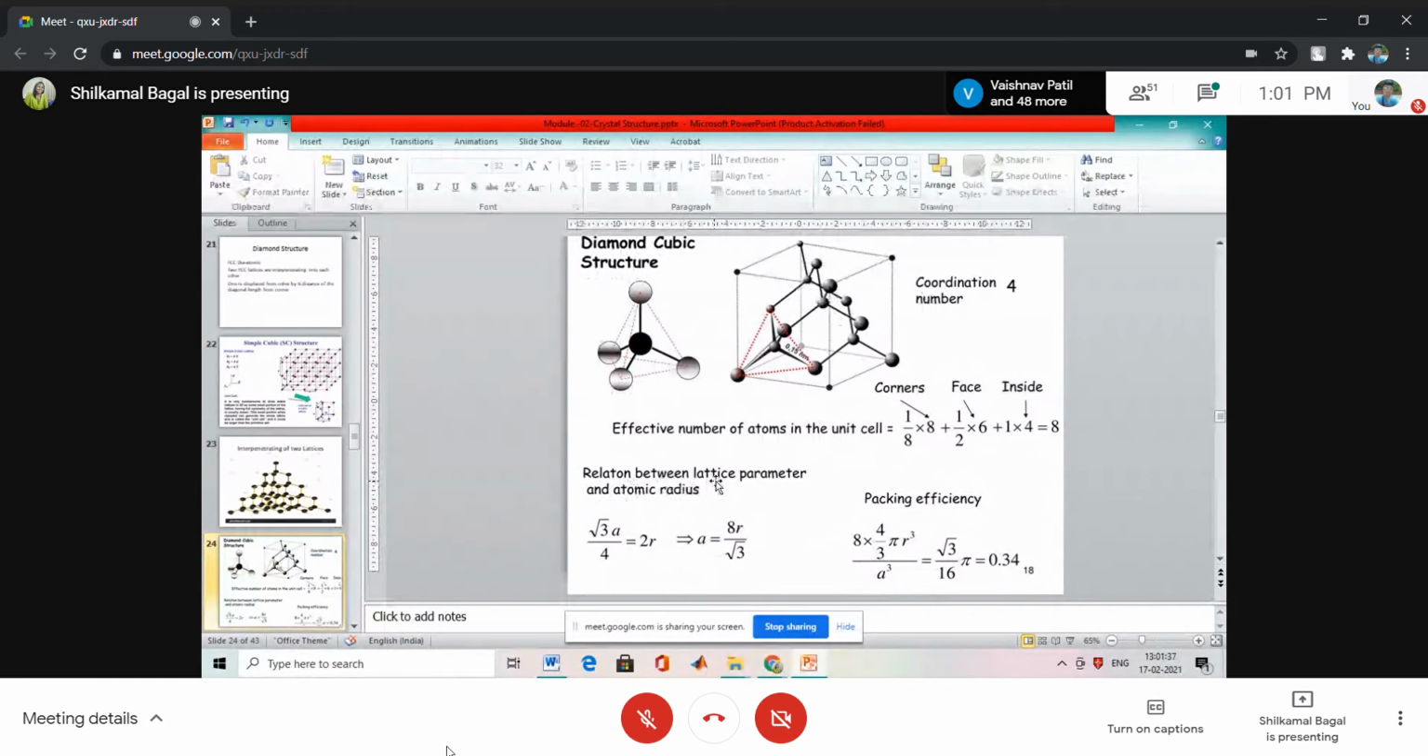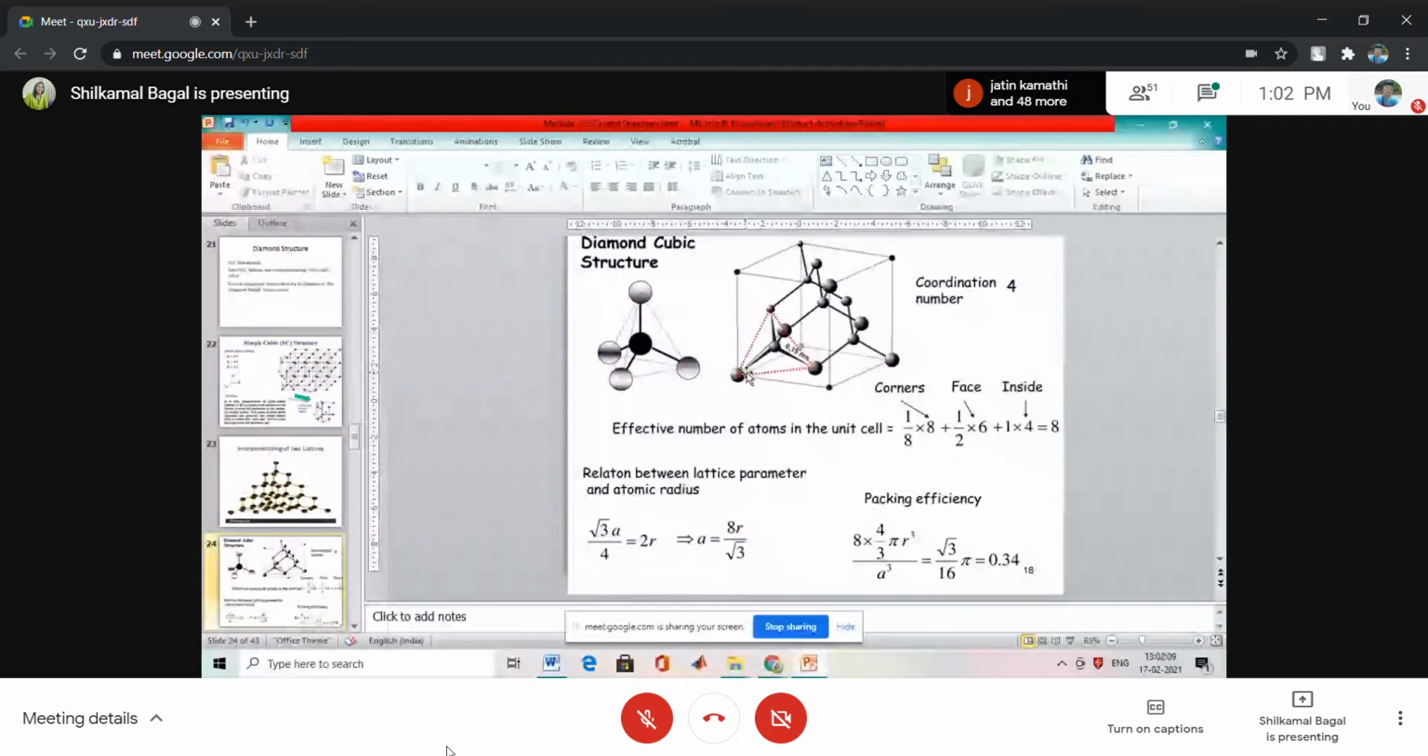Then relation between lattice parameter and atomic radius. Now see here in this diagram, this atom is at the corner diagonal of the unit cell and it is bonded with 4 atoms. Suppose this is the corner atom and this is the diagonal atom. These 2 atoms are bonded, meaning they touch each other. So if r is the radius of atom, then the distance between these 2 atoms is nothing but 2r.